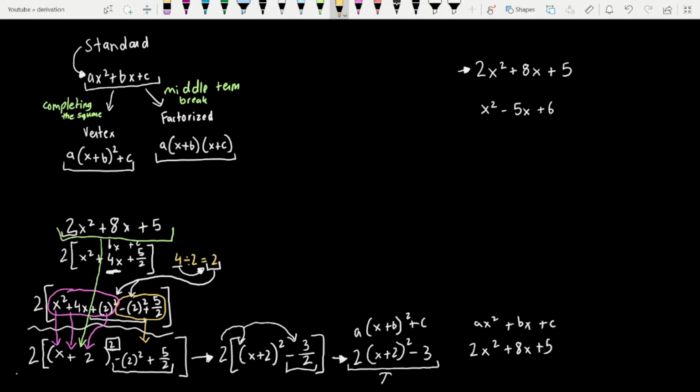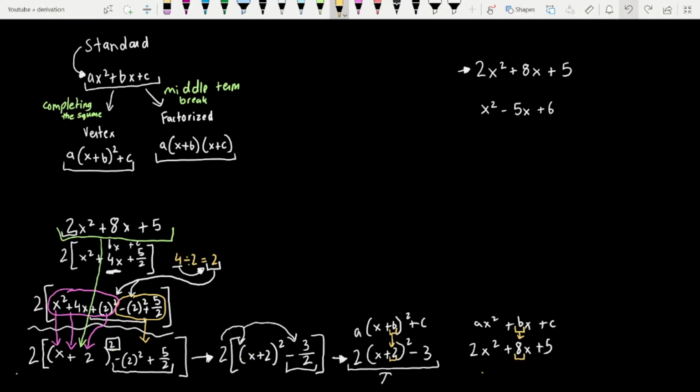What I want you guys to see is that this b over here was 8, but this b over here is 2. So these b's are not the same. You can't just say, okay, I have a b over here, this is 8, so I'm just going to put this in there and get my vertex form like that. It's not going to work. You'll actually have to do all of these steps that I showed over here to get your vertex form.